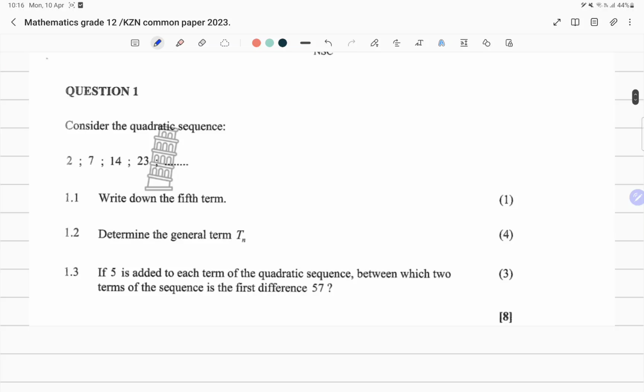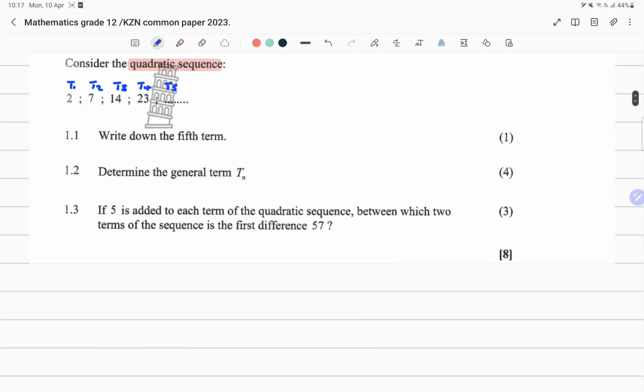Okay. Let's just get to question 1 and start working through it. It says now consider the quadratic sequence. So once you are given exactly what is the sequence you're working with, it becomes a lot easier because you know there is a constant second difference here. And of course the sequence of the first differences makes up an arithmetic sequence as a result. All right, so we are moving from 2 to 7 to 14 to 23. It says now write down the 5th term. So this is term 1, this is term 2, term 3, term 4. So we're looking for term 5 here, which is the next one.